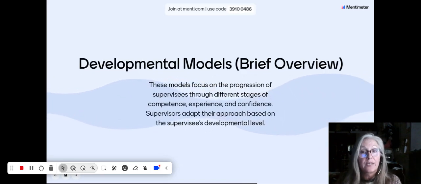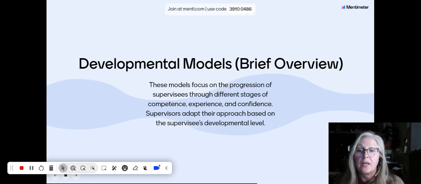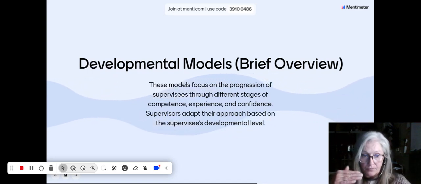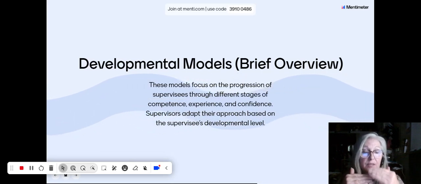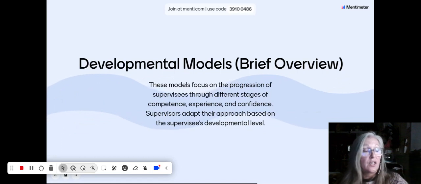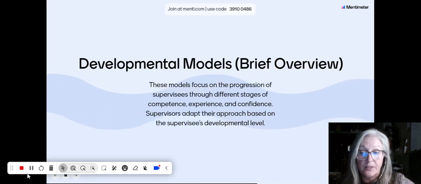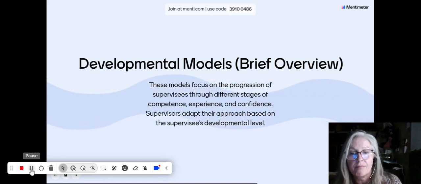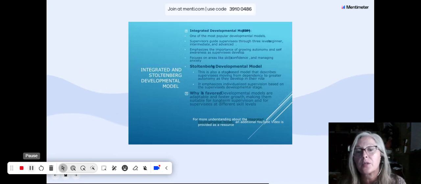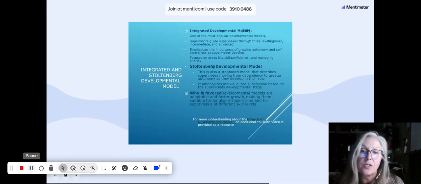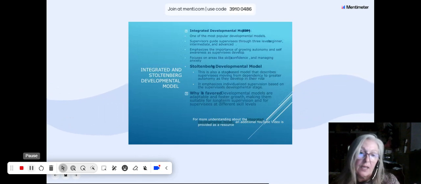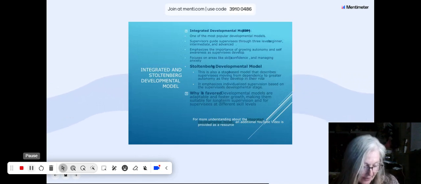And then we're going to go into the developmental models. The developmental models really talk about the development of the clinician themselves and how they grow and change over time while they're in supervision. So the first one that we're going to talk about is the integrated IDM and the Stoltenberg. So it's basically one model that had some more information added to it.